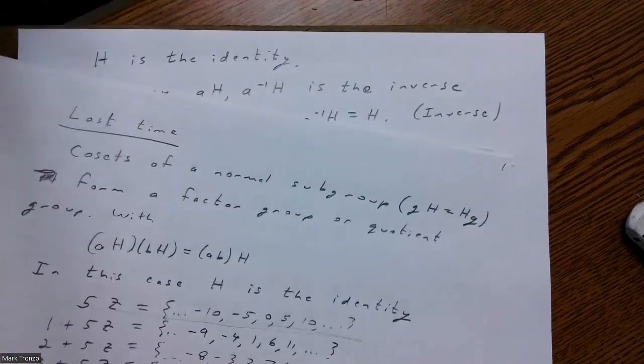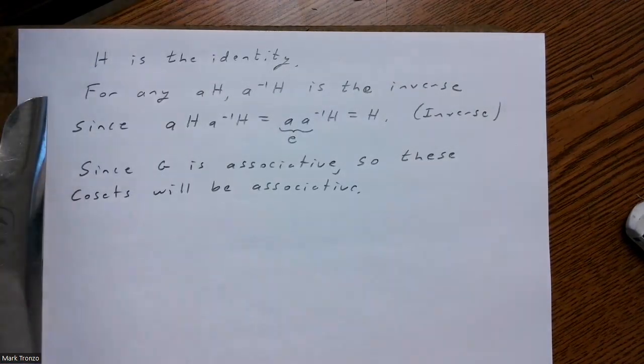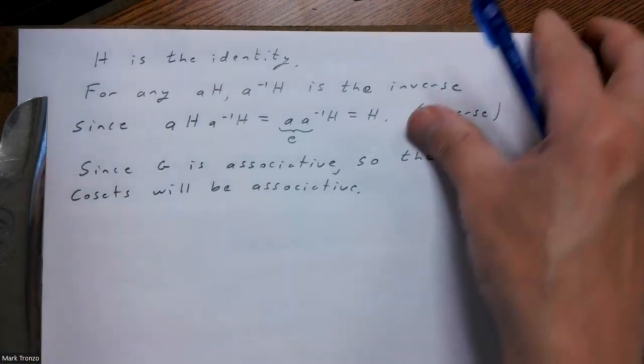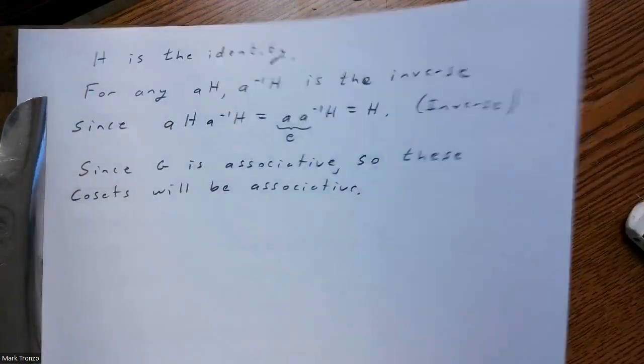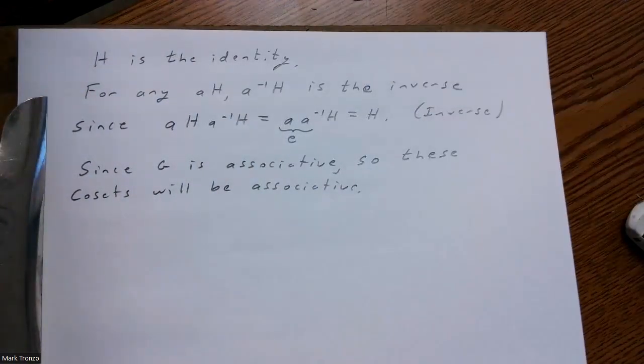So again, this is called a factor group. A lot of times they call it a quotient group. And okay, so let's do a couple more things here real quickly. Almost out of time.